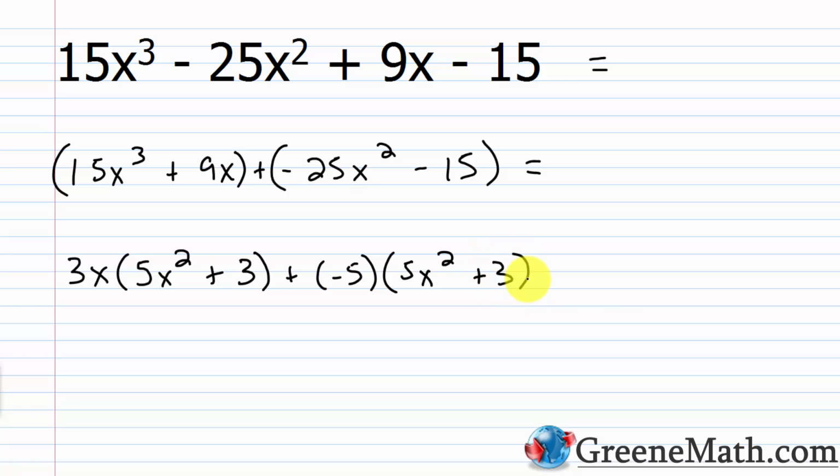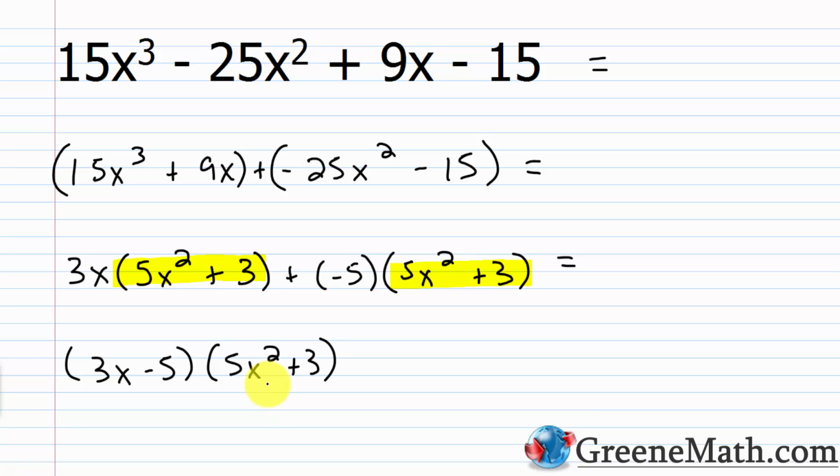Now, I didn't have the same binomial factor, but what's interesting is that if I look at this here and I pulled this out, what I'm going to end up with is the same thing in the end. I have 3x minus 5, which is what I ended up pulling out last time, times 5x squared plus 3. So I end up with the same two binomials, right? But it's a little bit different how I got there.